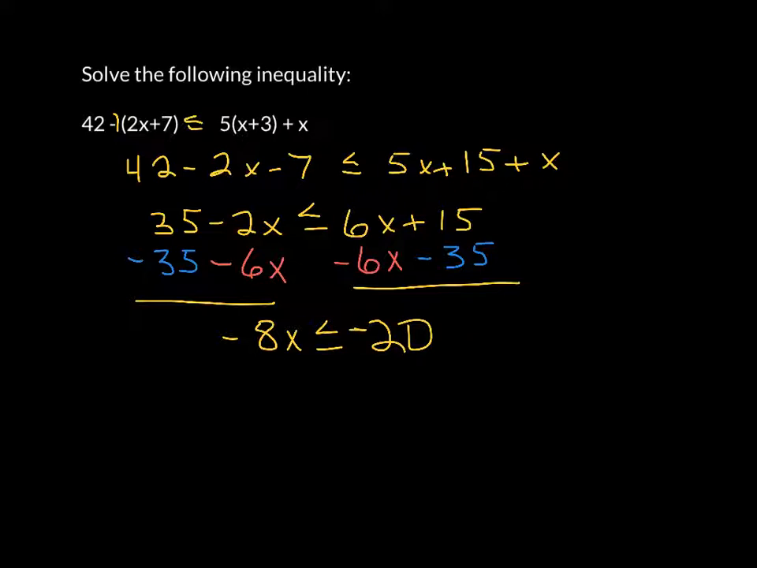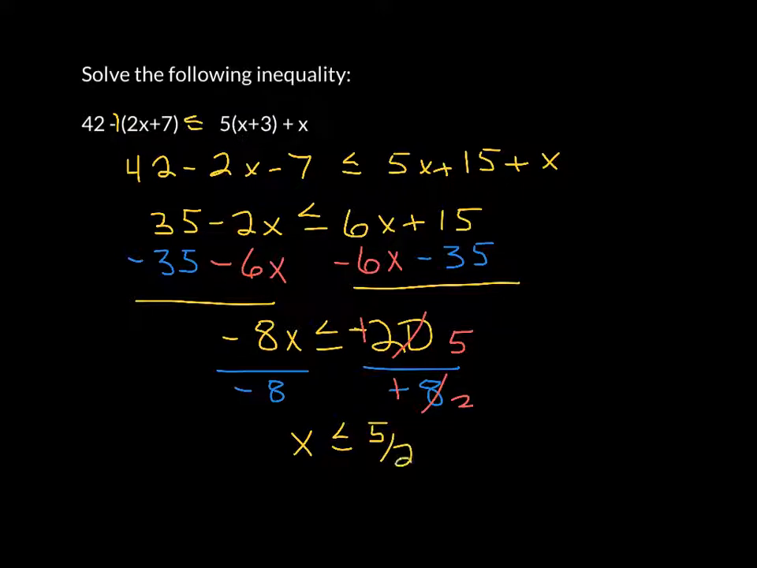We divide both sides by negative 8, and we get that x is less than or equal to negative 20 over negative 8, which is a positive, and 20 over 8 reduces, so 4 goes into 8 2 times, and 4 goes into 20 5 times. The negatives cancel, so we are left with x is less than or equal to 5 halves.